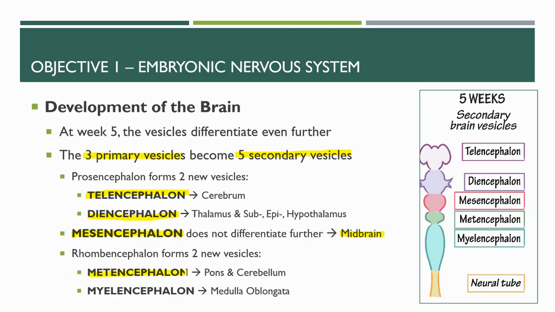We have the metencephalon. That's going to become the pons and the cerebellum. And later on, we'll talk about how these two are kind of connected. This is what connects the brain stem to the cerebellum. And so this is going to be a mode of communication between the cerebellum and the brain stem. And then you have your myelencephalon, which is going to be your medulla oblongata.